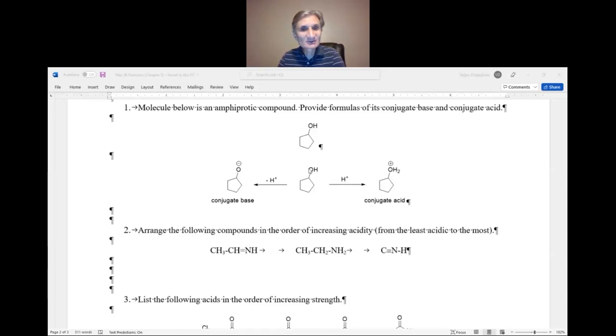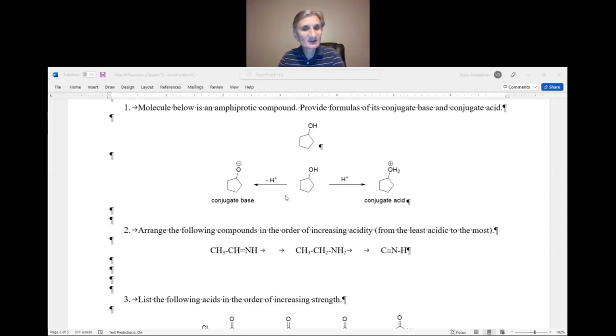You need to look at this molecule and consider which atom has a free electron pair, a basic atom that can be protonated. Only oxygen has a free electron pair. Actually, it has 2 free electron pairs. Only oxygen can be protonated. And so this is the conjugate acid.